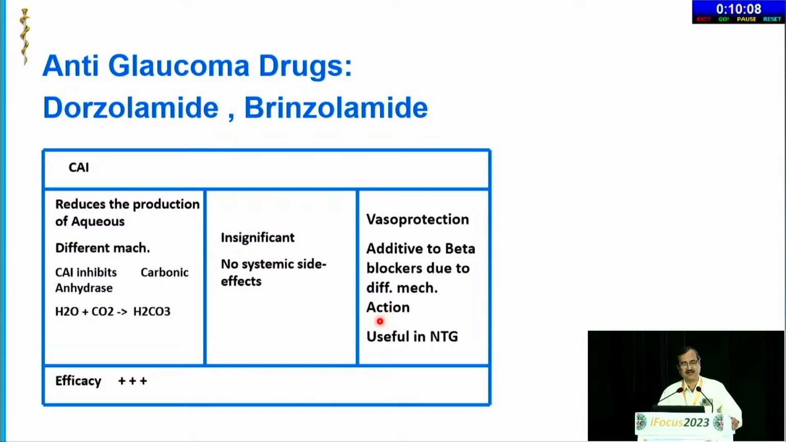Then came the carbonic anhydrase inhibitors. They act by reduction of production of aqueous. And whenever we are thinking of combining a medication, we need to combine medications which have a different mechanism of action. But here, there are two molecules that both reduce the production of aqueous, but mind you, we can combine them because the mechanism of action in reducing it is via a different pathway. The carbonic anhydrase inhibitors act by inhibiting the formation of bicarbonate ions. So there is accumulation of water and carbon dioxide. Accumulation of carbon dioxide causes vasodilatation, and this is supposed to be vasoprotective.